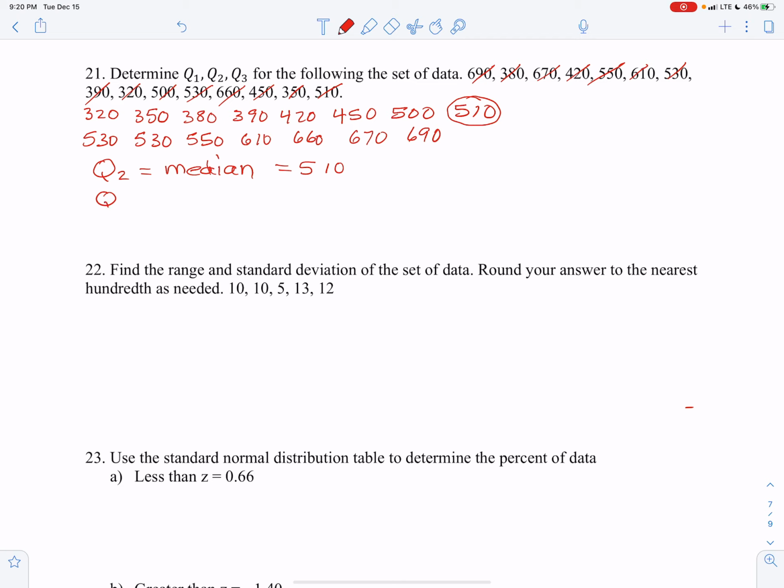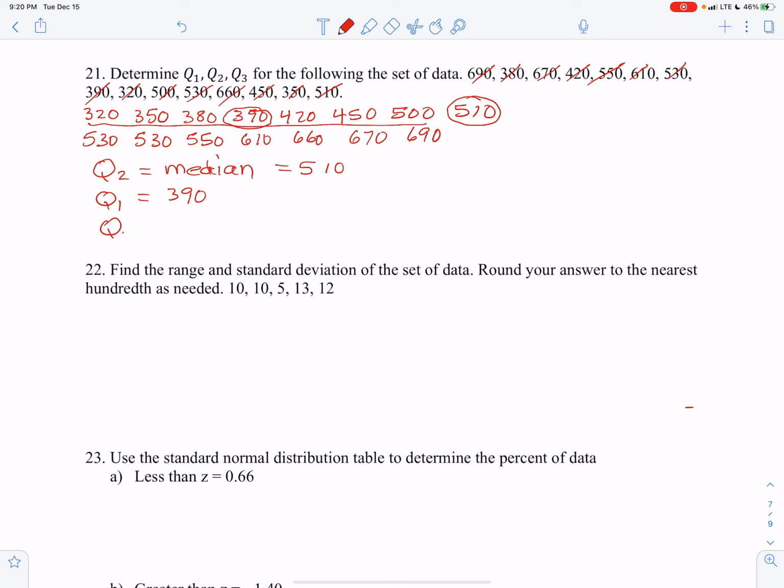Now, the first quartile is the median of the data items below Q2. So the values below Q2 would be those 7 values. So I want the median of those 7 values. There's an odd number of data items, so there'll be one value that falls in the middle, so it'd be 390.